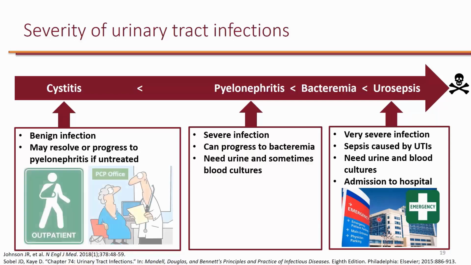Whereas for cystitis, because it's a benign infection, the patients do not need to go to the hospital. They can be treated outpatient. So typically patients end up going to their primary care physician. A lot of patients who get multiple cystitis throughout the year can actually get treatment over the phone. If you already have a primary care physician established, sometimes you can call your doctor and the doctor will send a prescription to your pharmacy.